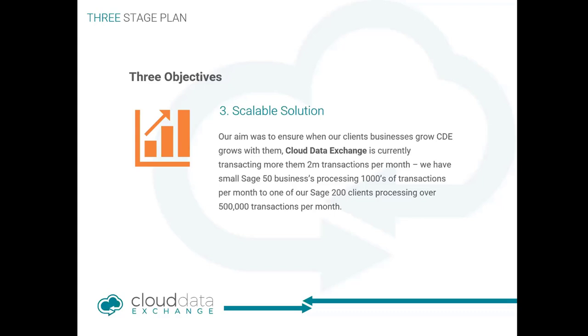The entry point for Sage 200 is 20,000 transactions a month at £200 per month. I'll explain about transactions when I get to the product.